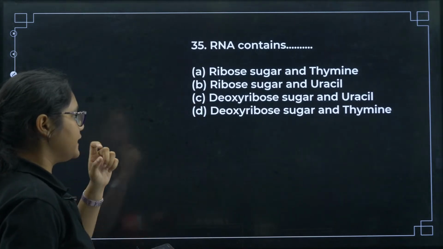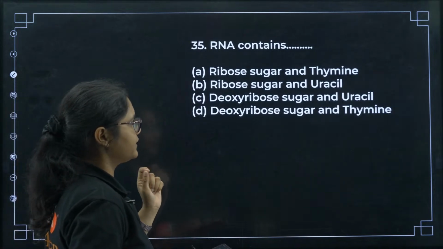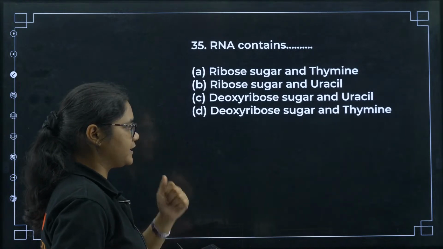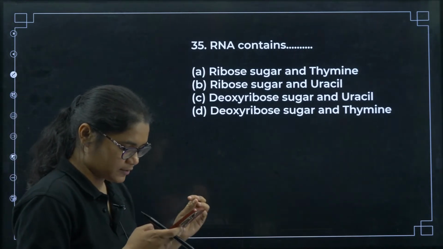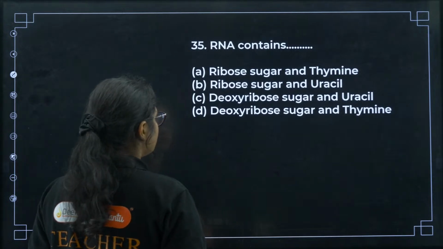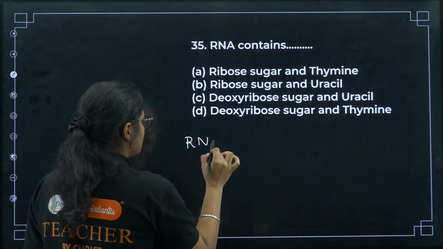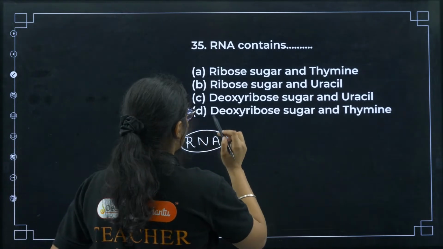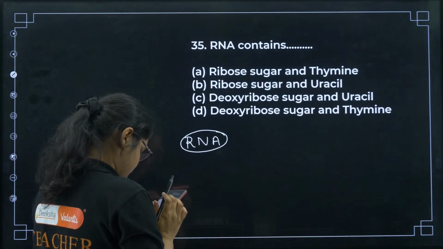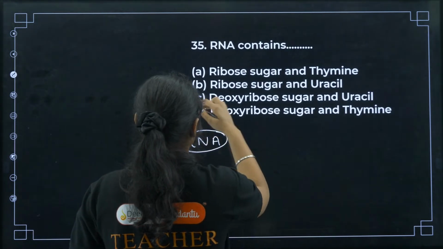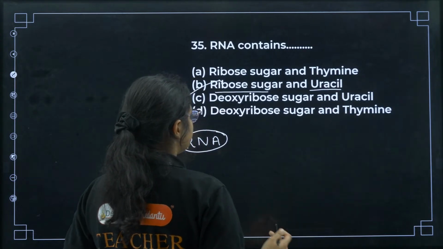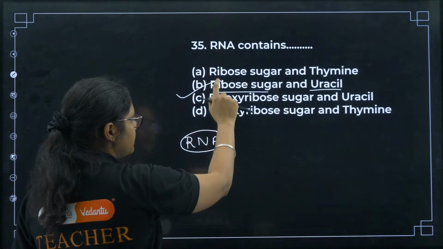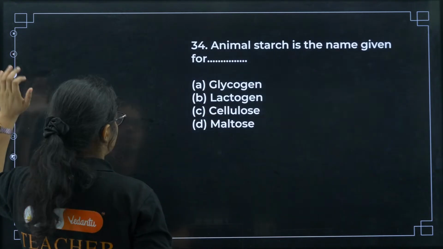Next, 35. RNA contains what? Ribose sugar and thymine, ribose sugar and uracil, deoxy sugar and uracil, or deoxyribose sugar and thymine. Easy question this one also. You know RNA. Which type of sugar is present here? Varija is wrong here. Rahman is correct. Yes. Ribose sugar and uracil. We know in RNA there is no thymine. It is replaced with uracil. And the sugar present is ribose sugar and not deoxyribose sugar.